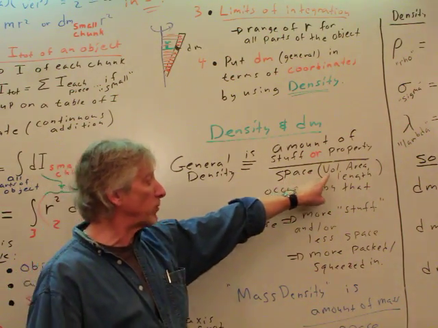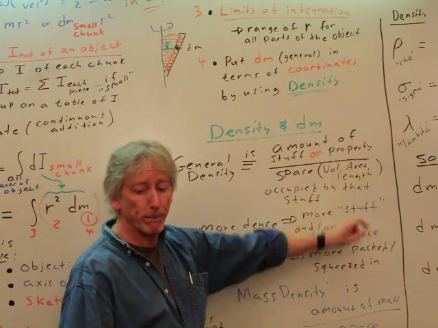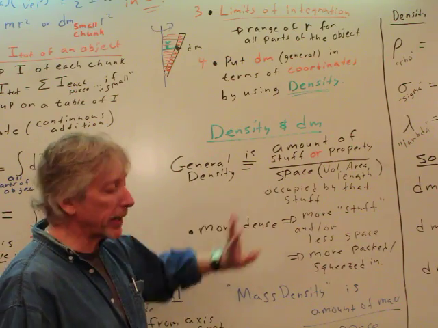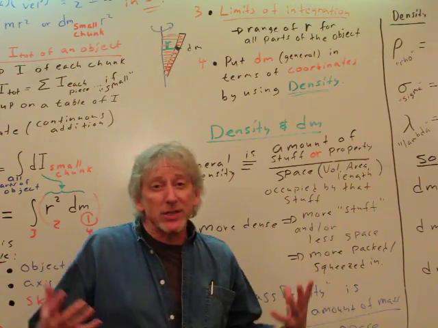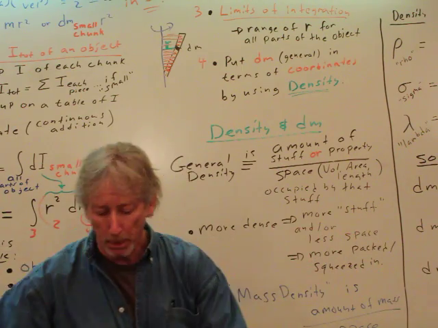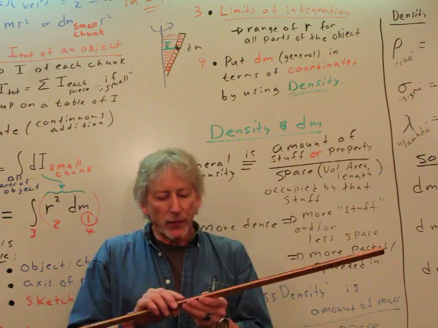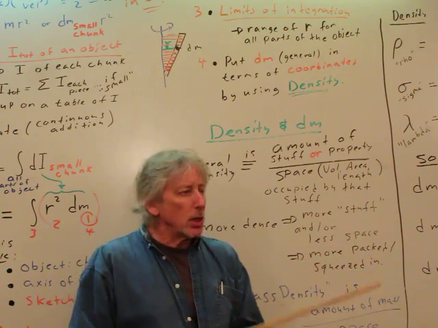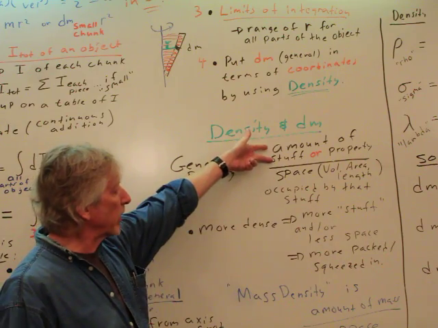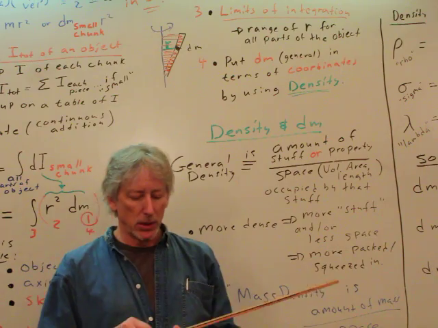Now the space could be a volume, an area, or a length. Now it's true that objects in 3 dimensions in our space occupy 3 dimensions. This ruler occupies 3 dimensions. So if I look up the density for wood, I'm going to find the mass per volume of wood or iron or whatever it is.